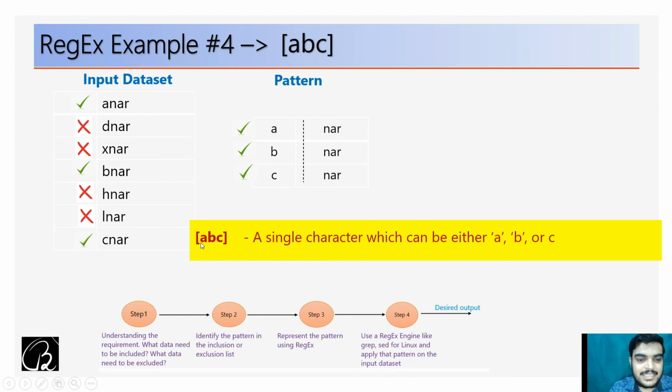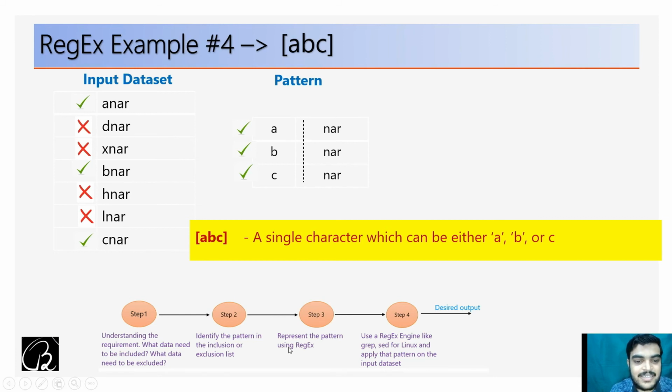So if you write something like this within square brackets, open and close, if you write some characters inside it like A, B, C, it means it will allow a single character which can be either A, B or C, right? Let's say if you write D over here, like A, B, C, D, that means it will allow a single character which can be either A, B, C or D.